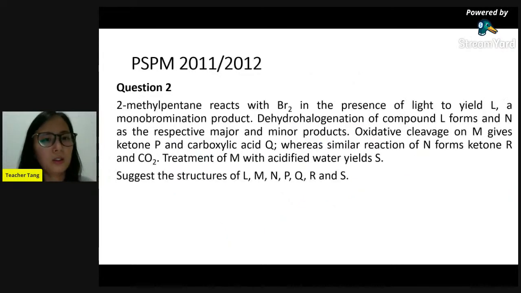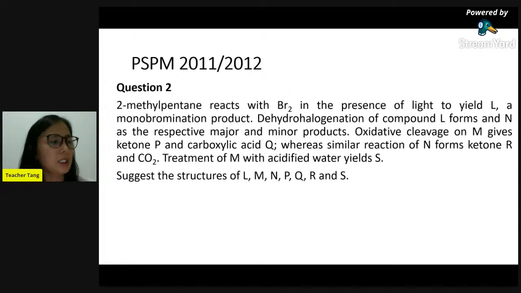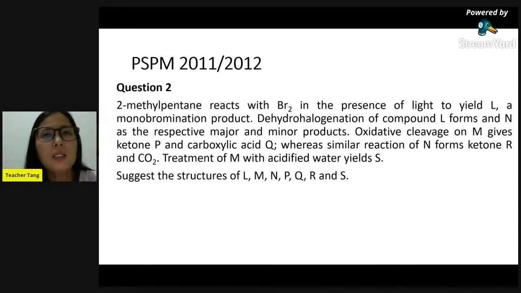So shall we look at the PSPM question. So this is inside your mastery practice book. So PSPM question number 2. Okay, PSPM question number 2. So this one is to revise a bit on apa yang kita belajar for hydrocarbon chapter. So in the hydrocarbon chapter, you belajar alkane and alkene. So alkane only undergoes one type of reaction, that is free radical substitution.